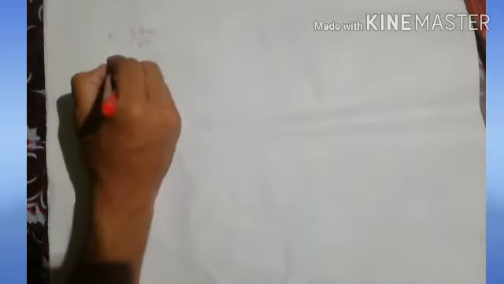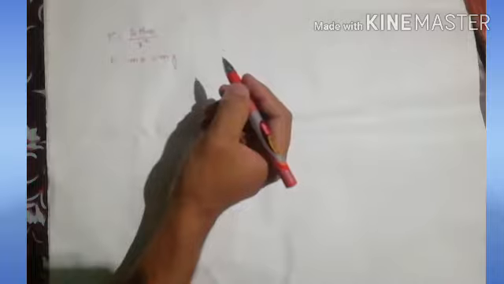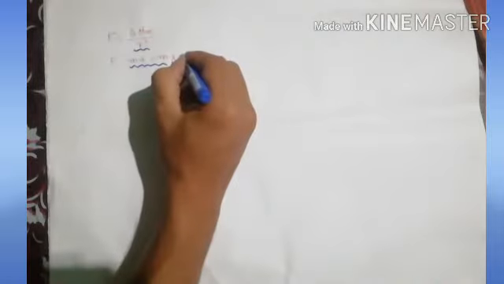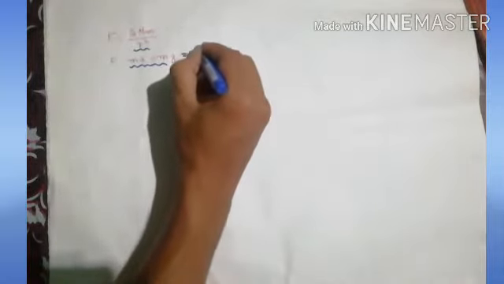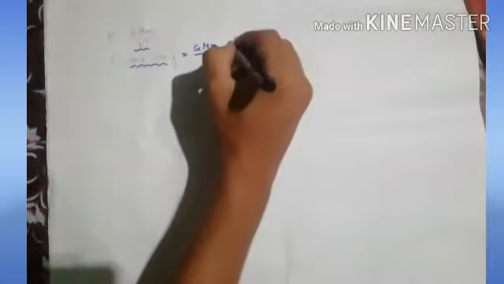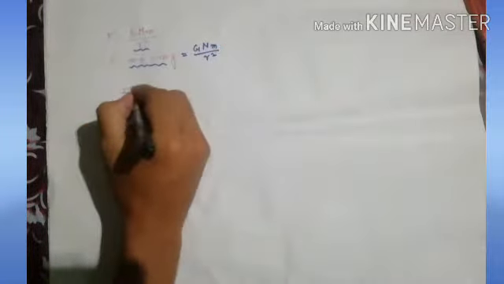And we also know that force equals mass into acceleration, or mass into acceleration due to gravity. If something is falling towards the earth, then it is known as acceleration due to gravity. These formulas we know. From here, we can write that F is equal to capital G, capital M, small m by r square.